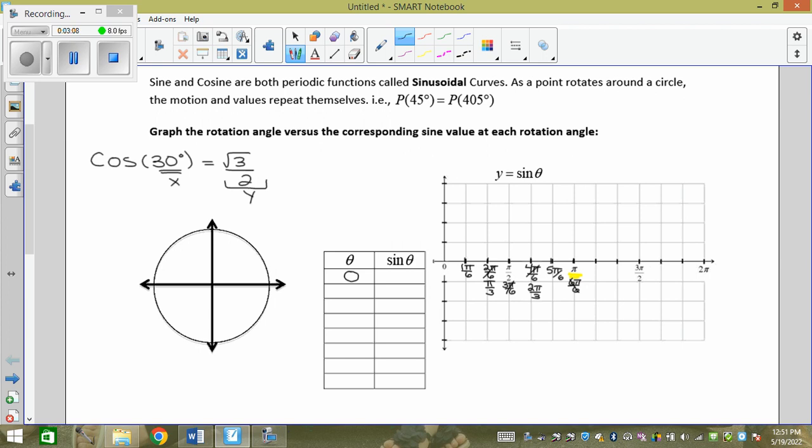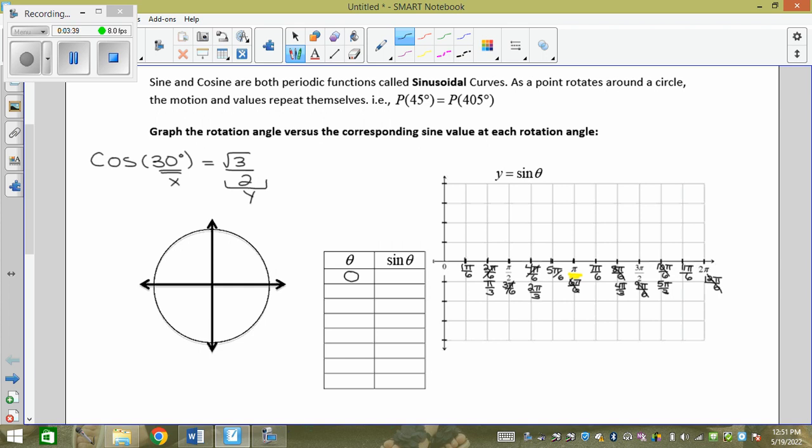And what would this one be? 7 pi over 6. Then 8 pi over 6, but what's that? 4 pi over 3. Then this would be 9 pi over 6, which is 3 pi over 2. This would be 10 pi over 6, which is actually 5 pi over 3. Then this would be 11 pi over 6, which is reduced. Then this would be 12 pi over 6, which is 2 pi. So do you see how they're all labeled?